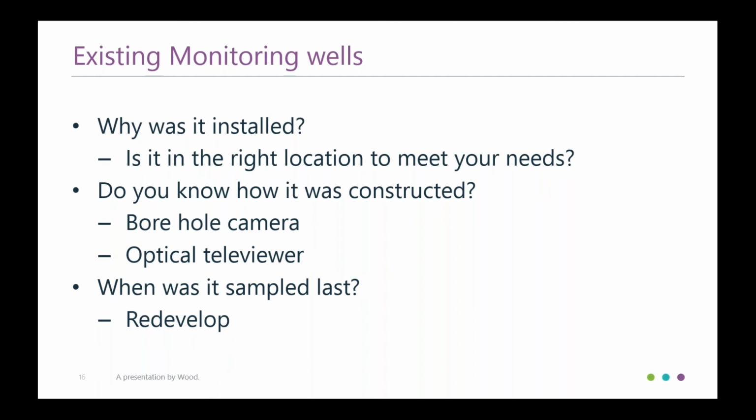If it's really in the right location and it's a well that would cost a lot of money to reinstall, it's a deep bedrock well, you might consider some simple borehole camera optical teleview to give you that information. But you need to make a decision on how important that well is, and the cost to do this is to install a new one. And when you're thinking about these, when was it last sampled? Oftentimes they need to be redeveloped before you just go out and grab a sample if you really want to make it useful to your investigation.